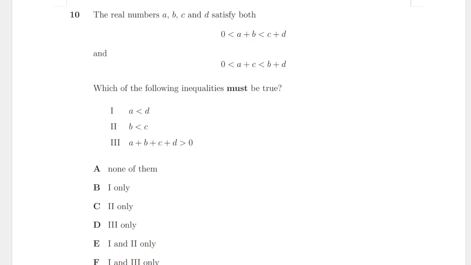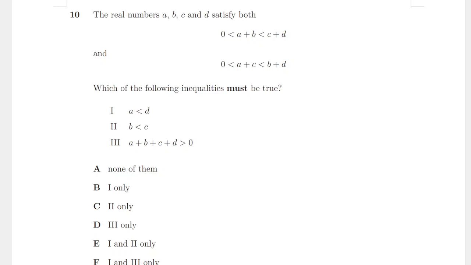So if you think it's true, then you've got to give a proof. If you think it's false, then you just generate one counterexample, then you're done, right? It's much easier to prove that it's false, actually. But let's have a look. So a less than d, what do we think? Does that look true or does that look false? So I think that is quite true, right?